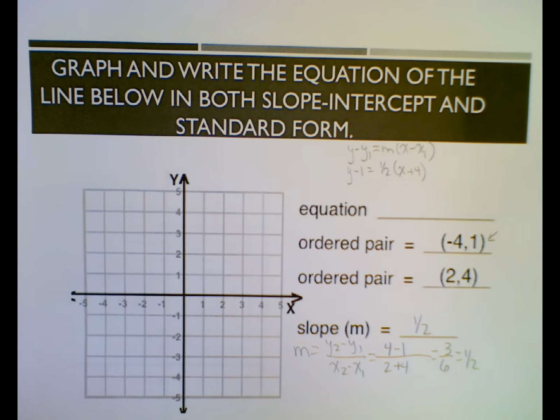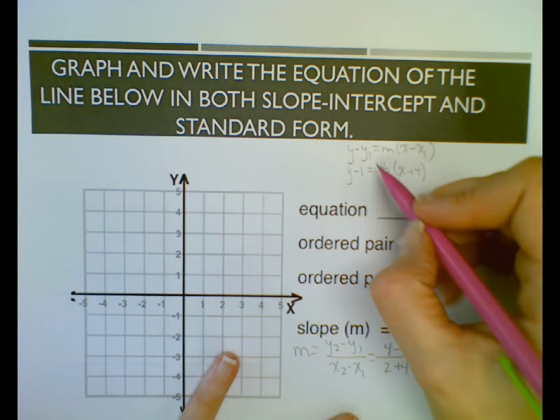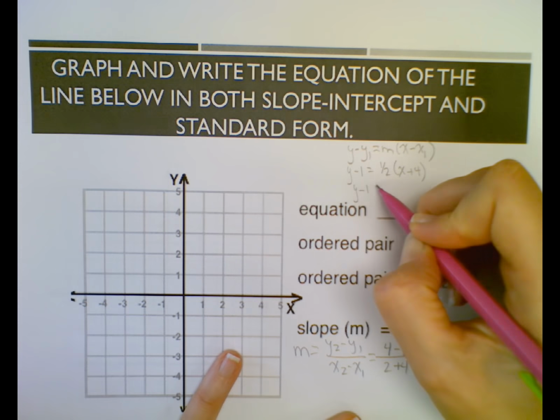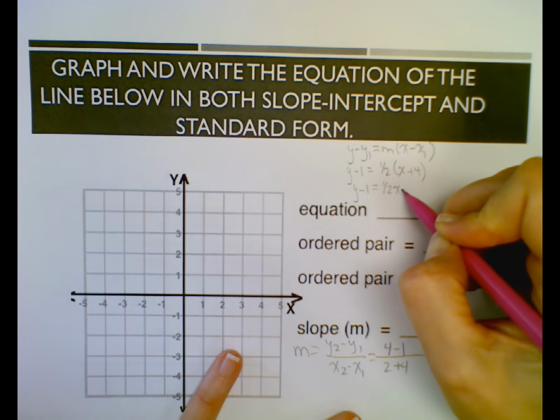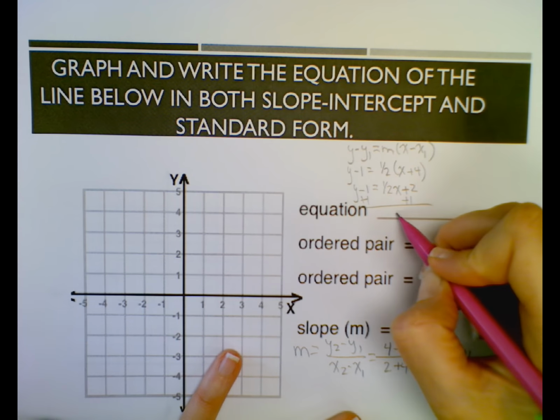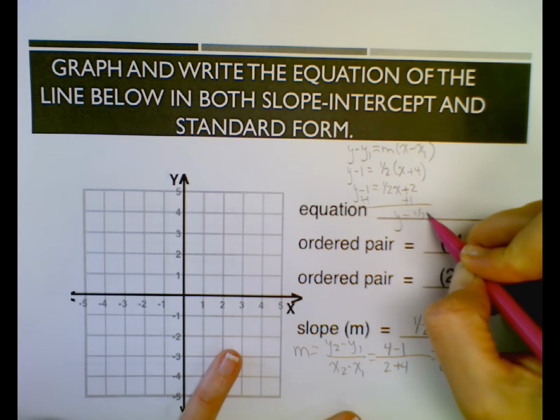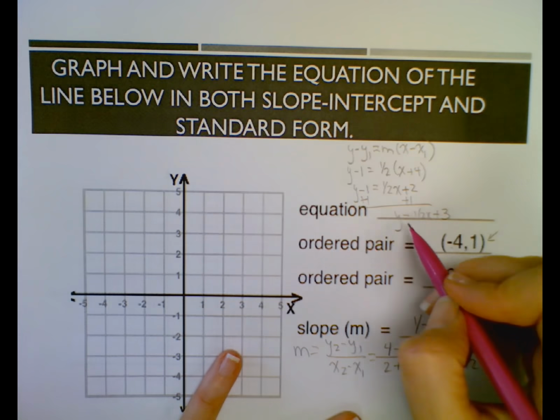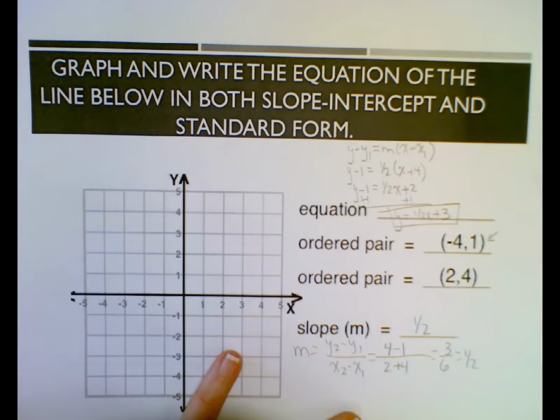And from there I can simplify it. Okay, so I'm going to distribute. So y minus 1 equals 1/2 x plus 2. If I add 1 to both sides, I'm going to get y equals 1/2 x plus 3. That would be my slope-intercept form.